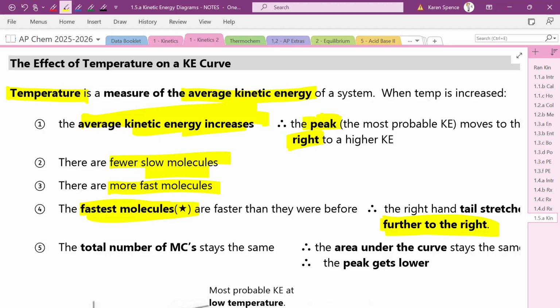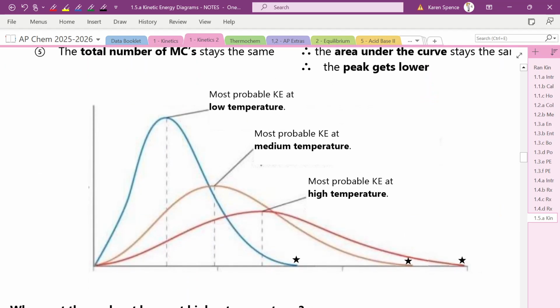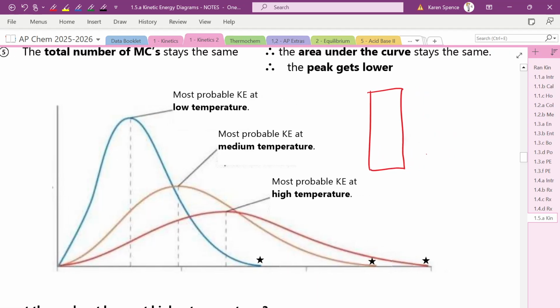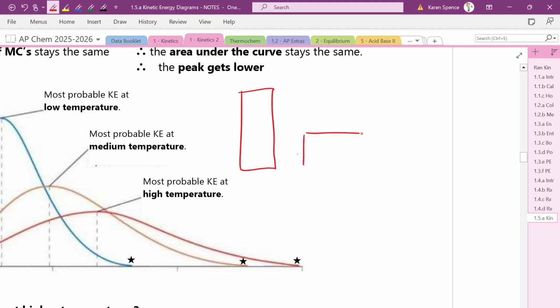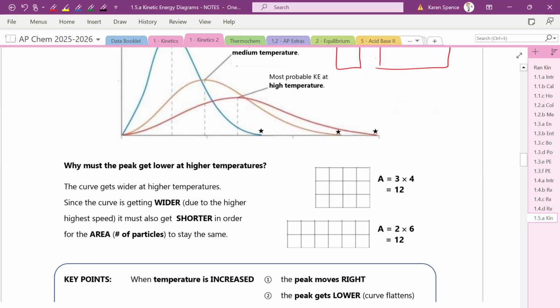Have we changed the number of molecules, though? No. So that means the area under the curve must stay the same. And if the area under the curve stays the same, then the whole thing needs to get flatter. Yes? Because something like this has the same area as something like this, right? Same area. So if it gets shorter, it has to get flatter. Do we need to go over why that is, or can you just remember that?